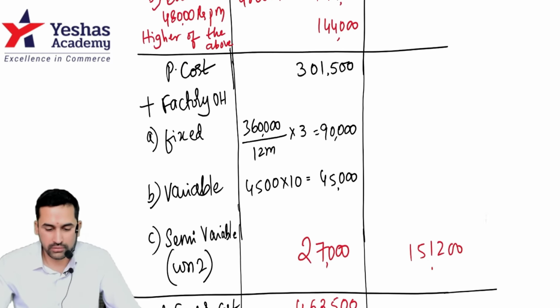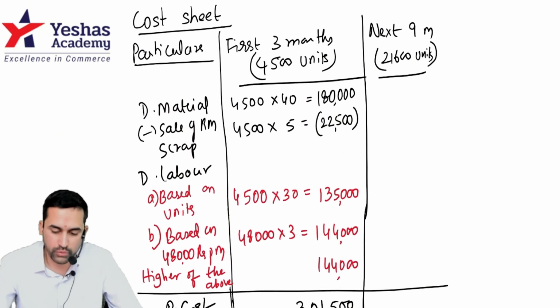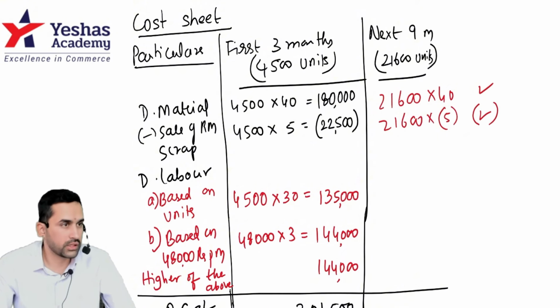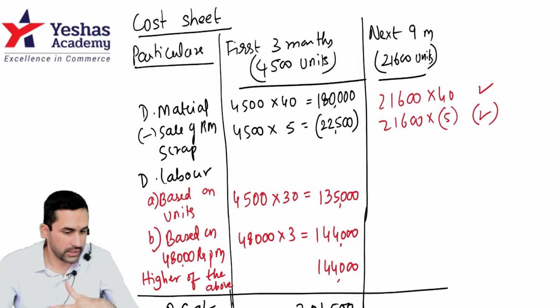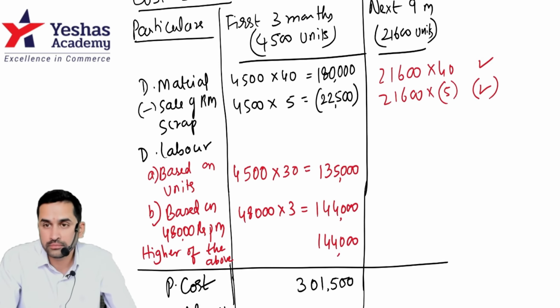Now I'll be doing it in speed. You first follow and then you try. Tell me what to fill here. 21,600 into 40 minus 21,600 into 5. This is the number. You do it later first. Understand. Here what to do? Some will go wrong now. Slowly tell me what to do.